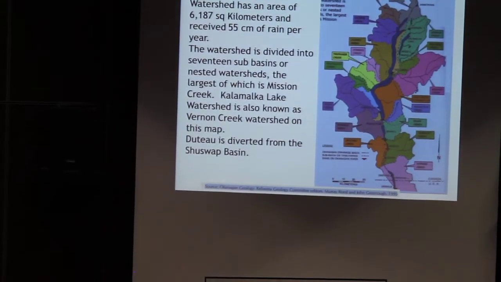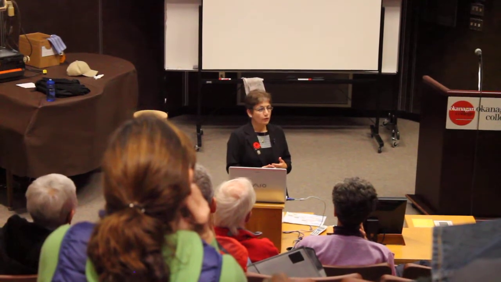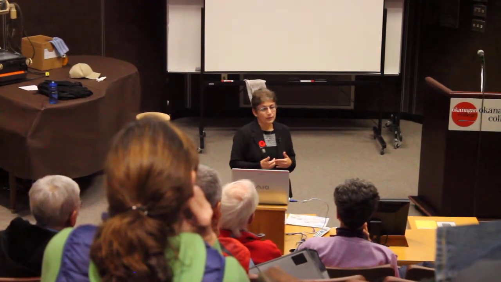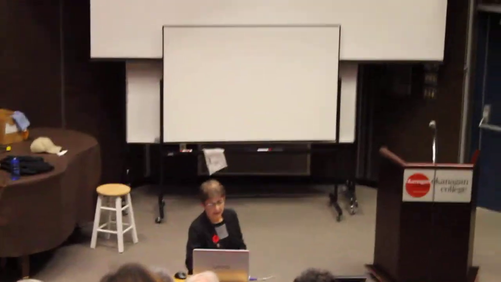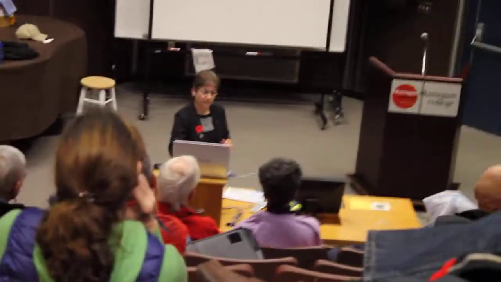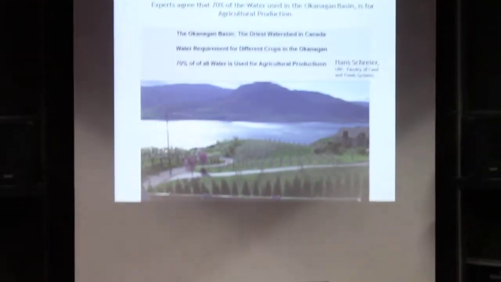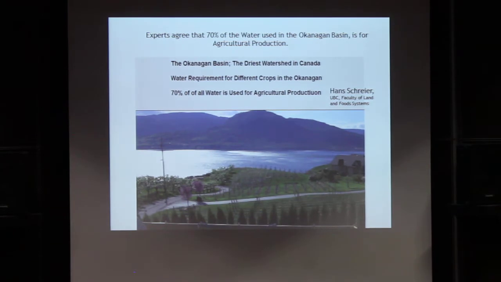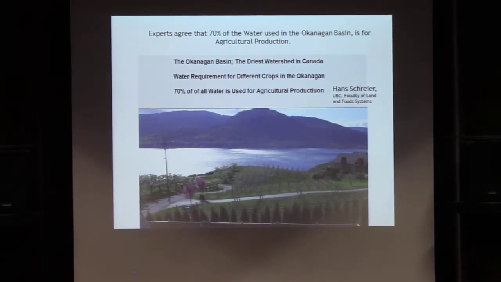Kalamalka Lake watershed is also known as the Vernon Creek watershed. Duteau, on the other hand, is diverted from the Shuswap Basin, so it is actually outside of the Okanagan Basin itself. There's more rain in the Shuswap area. Experts agree that 70% of the water used in the Okanagan Basin is for agricultural production. This is a slide that I borrowed from UBC Faculty of Land and Food Systems Professor Hans Schreier.